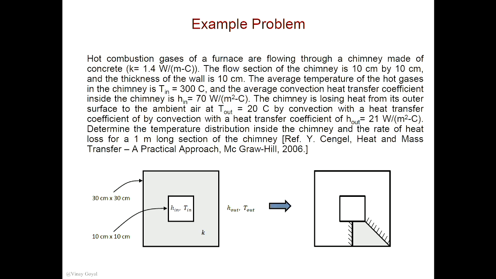K for conductivity. The temperature of the hot gases is 300 C. The outside, and I give you the convection coefficient for the hot gas. And then we have the temperature from the environment, which is 20, that's basically about 70 degrees F. And then you have the air coefficient, the convection of natural air on a not very windy day, 21.